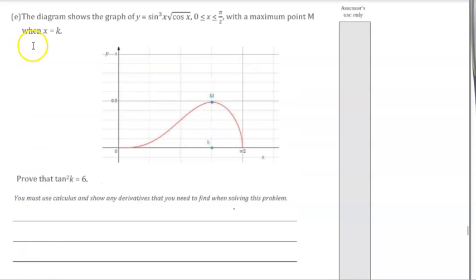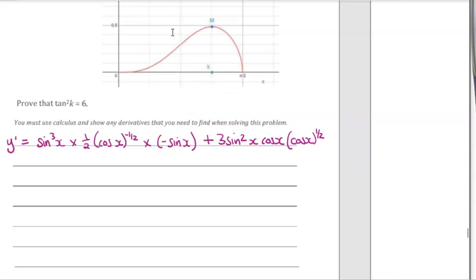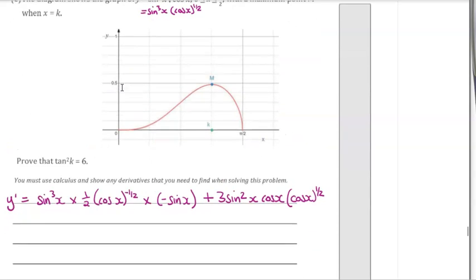For the last one on this paper, we have this diagram of a graph that's a fairly complex one, and it has a maximum point at M. So we're going to need to try to find that maximum point to prove that tan squared k equals 6. First of all, rewriting this, this is cos x to the half, which makes it a little easier to see what we're doing to differentiate. So now we'll differentiate that thing up there.